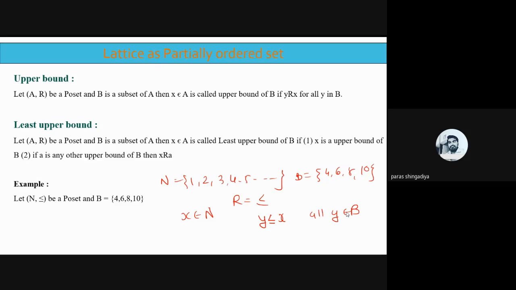Clear? So let us consider such X. So here in this B, which is a bigger value there: 4, 6, 8, 10. So 10 is the last value. Clear? 10 is the last value. So we have to identify its upper bound. Clear? So after 10, which numbers exist in N? 11, 12, 13, 14, 15, and so on. So this is our possible answer. Clear? So let us check.